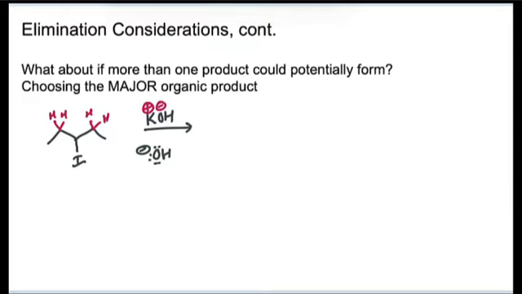So I'm going to go ahead and attack one of the beta protons, kick the electrons from the carbon-hydrogen bond in to form a carbon-carbon double bond, and lose my leaving group, in this case iodine. So this is the product that forms along with water. And that would be the same as if I had gone for the other side.